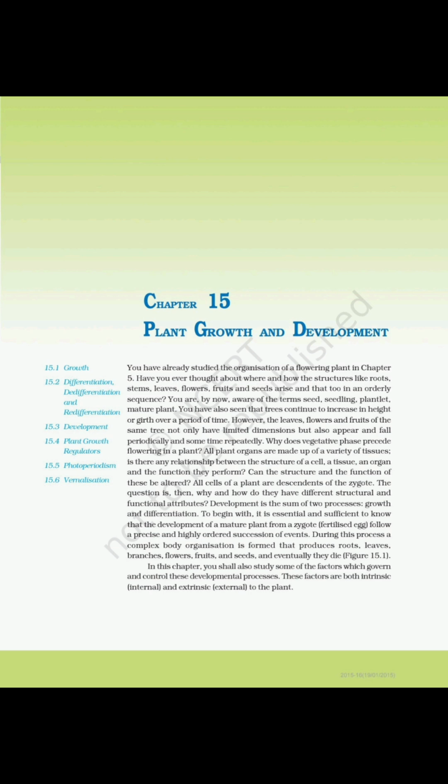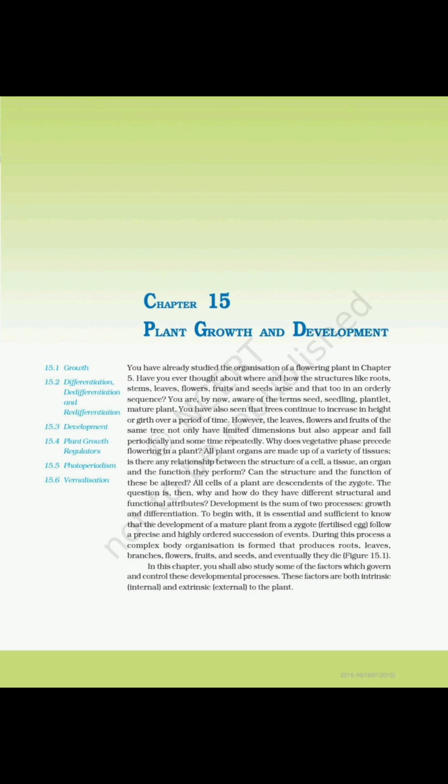All plant organs are made up of a variety of tissues. Is there any relationship between the structure of a cell, a tissue, an organ, and the function they perform? Can the structure and the function of these be altered? All cells of a plant are descendants of the zygote. The question is, then, why and how do they have different structural and functional attributes?